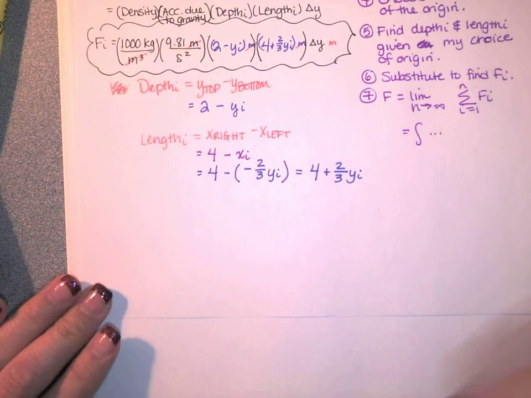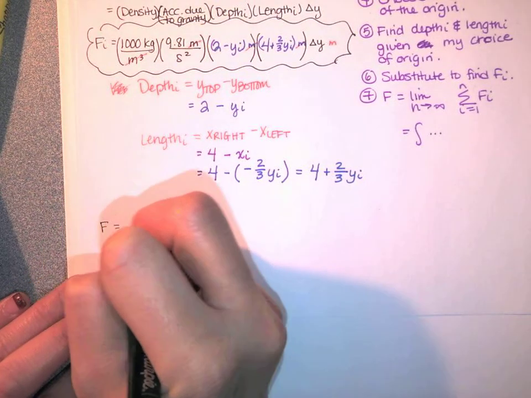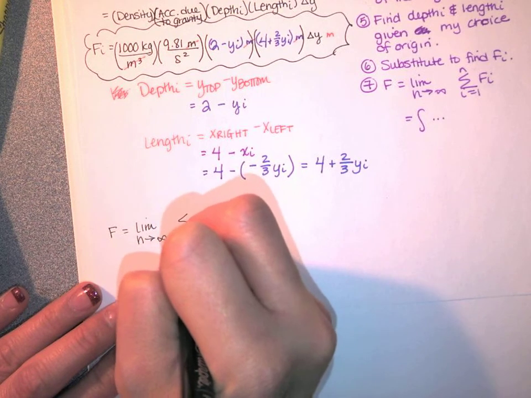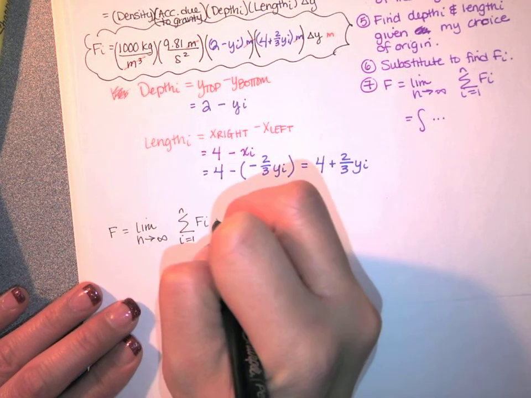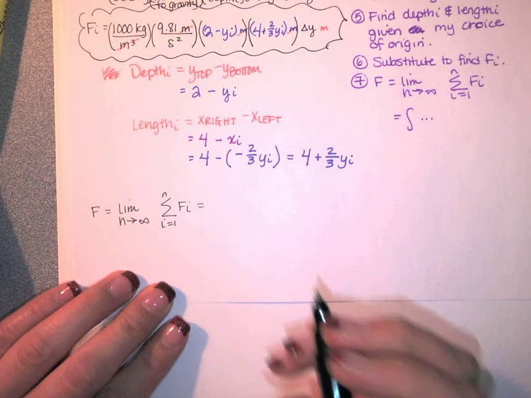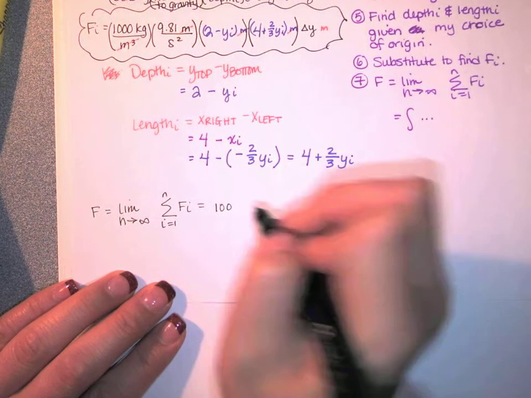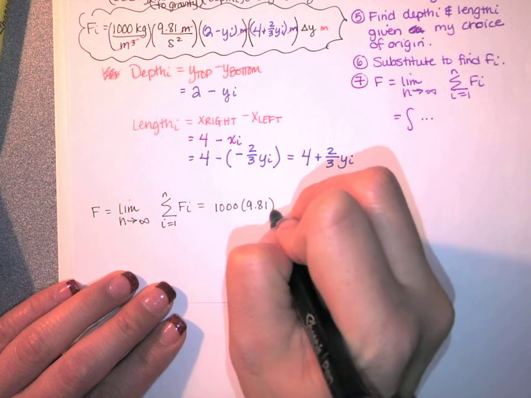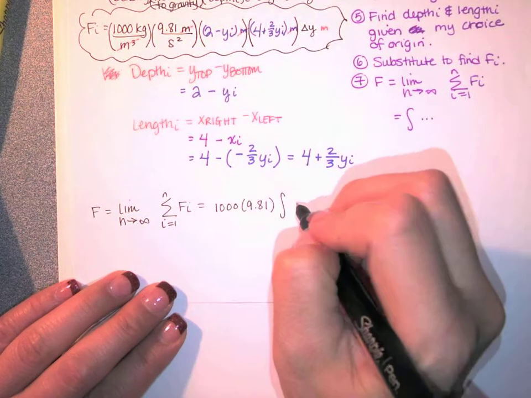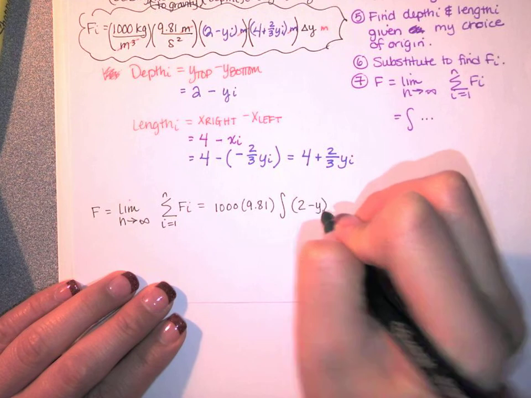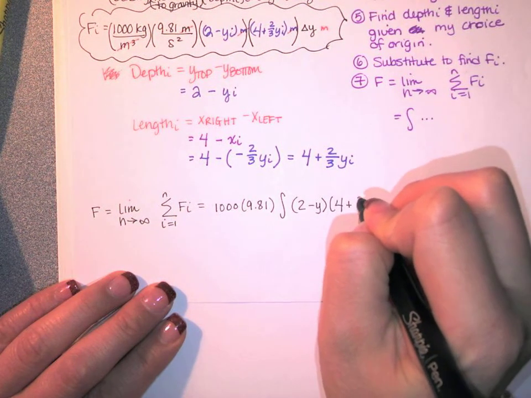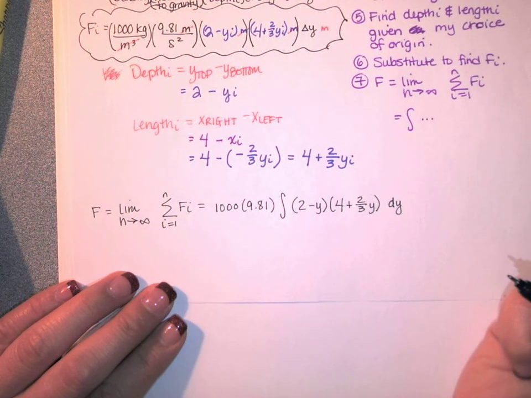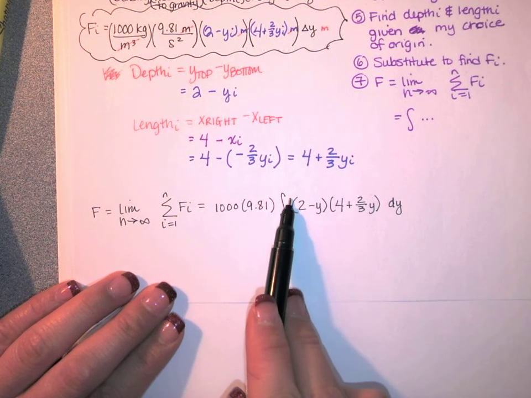Okay, so let's do that last step. Force is equal to the limit as the number of slices goes to infinity of the sum as i goes from 1 to n of the F sub i, the force on each individual piece, and that's going to be 1,000 times 9.81 times the integral of 2 minus y times 4 plus 2/3 of y. Delta y becomes dy in the limit, and we're going to integrate from one y value to another.